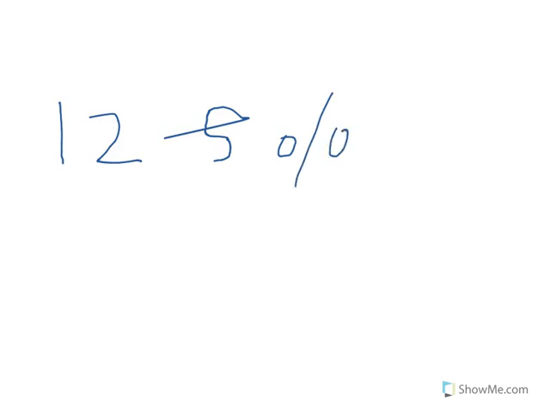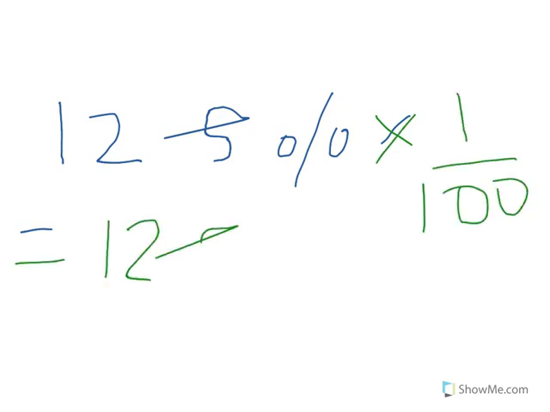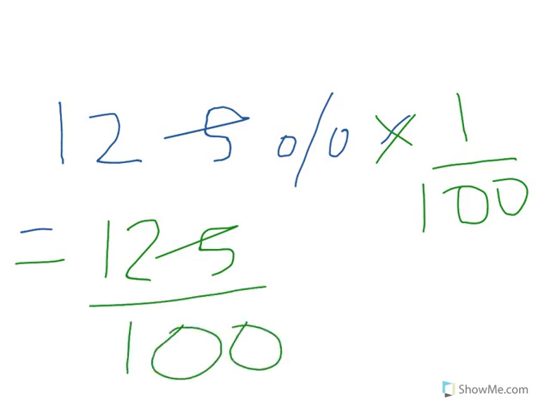If I have another one, for example 12.5%, and I want to change it into a fraction, I will multiply this by 1 over 100, and simply get 12.5 over 100. That's the fraction I'm getting. So it's very simple.